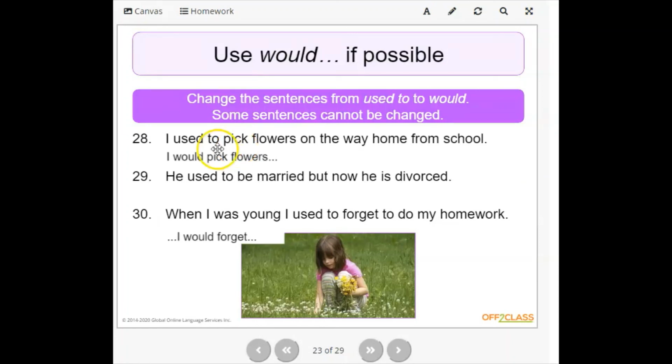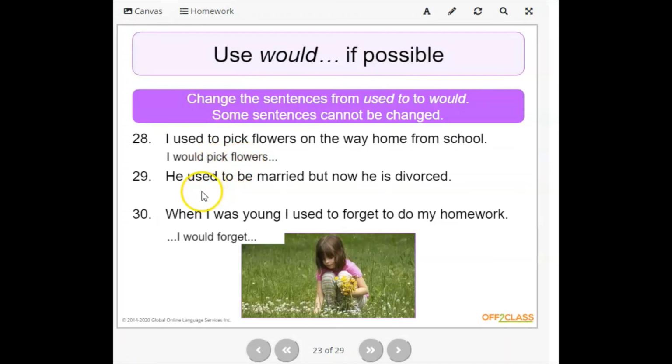Okay, let's check. So the first one, I used to pick flowers on the way home from school. Okay, this is an action, right? I would pick flowers on the way home from school. That's also possible, right? If you're not sure of the difference between a state and an action here, ask yourself if the verb could mean a habit. All right, so this is a habit, right? I would pick flowers. Okay.